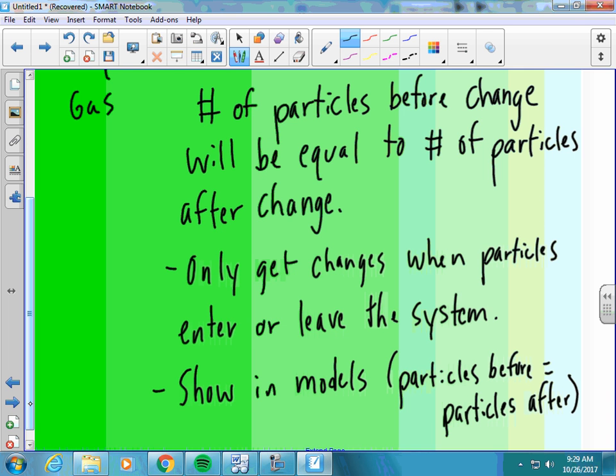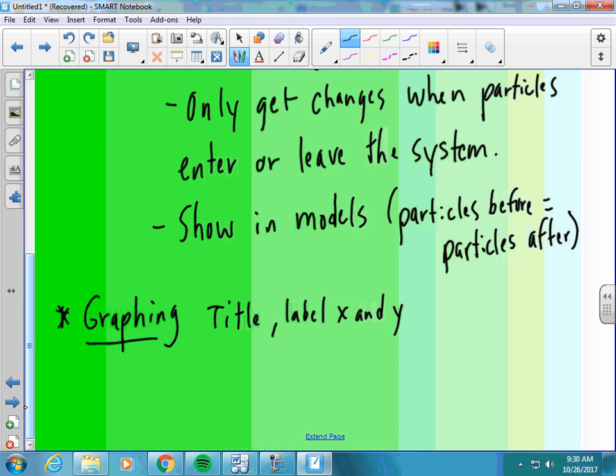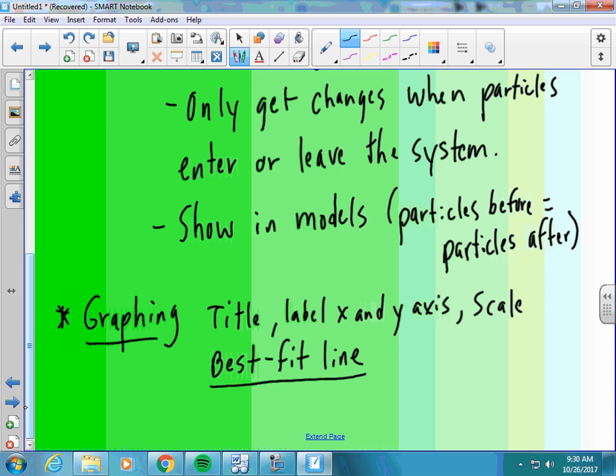Another thing we've been doing is that we need to be able to make a graph. We need to be able to title it, use appropriate variables for the x and y axis, and label the x and y axis. We need to have the proper scale so that our graph takes up a majority of the axis, not tiny compared to what we have available. And very importantly, we need to be able to make a best fit line in that graph. With that best fit line, we should be able to make a for every statement.